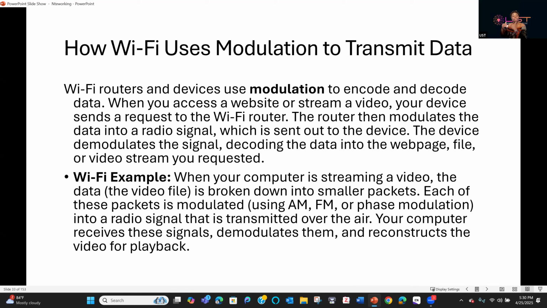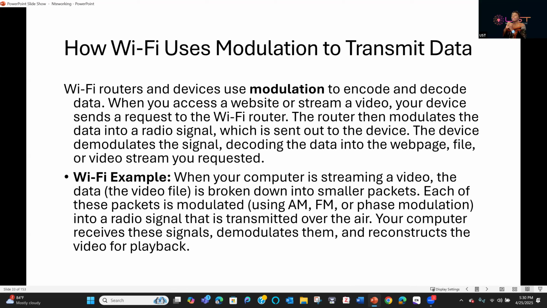The device demodulates the signal, decoding, not encode. It has to decode because you've got to read it. The data becomes the web page file or stream that you requested. Pretty much when you guys go to YouTube and you're watching this video, I hope you can relate. Now you have a background as to what happens, correct? If not, you can do some more research.